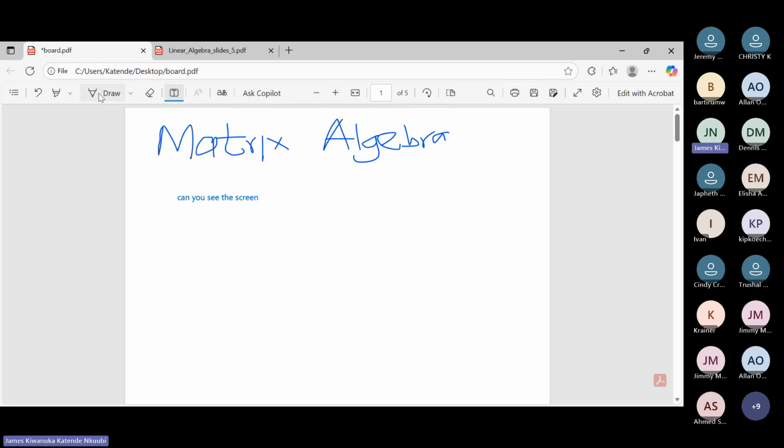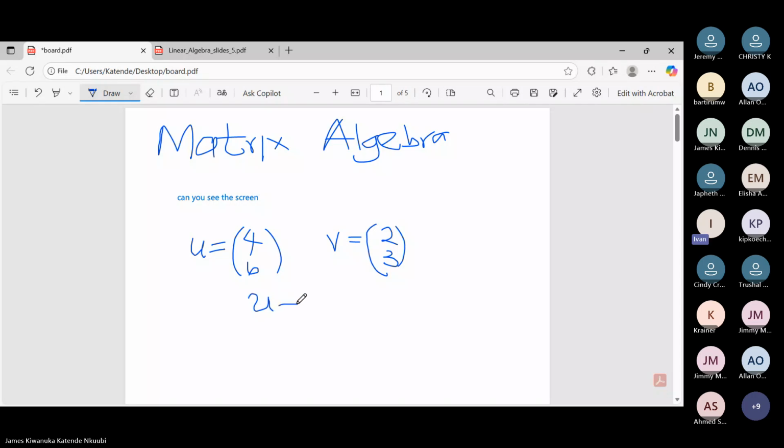I'm going to use the screen here. So what are you saying? You're saying we pick one vector, u is equal to? U is 4, 6. You can see what I'm writing? Yes. Okay. So u is the vector 4, 6, and v is 2, 3. So these two vectors are linearly dependent because u can be expressed in terms of v. That is, u is equal to 2v.